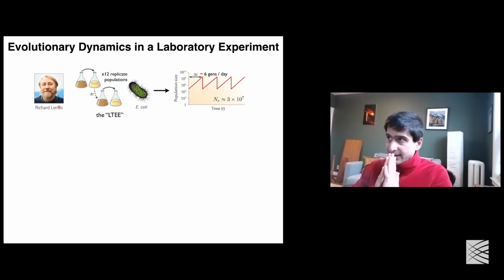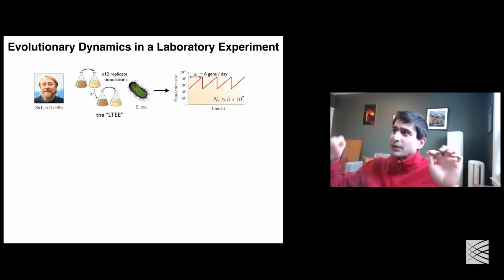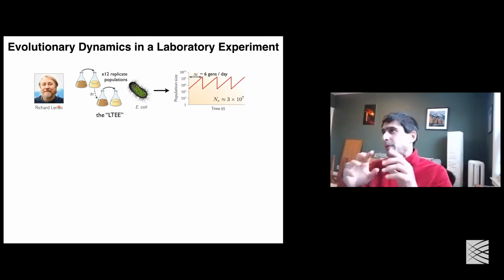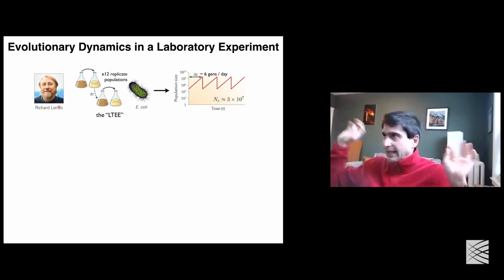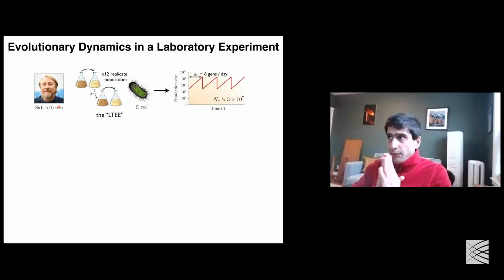Just to note, this leads to a fluctuating population size from day to day. Basically, in this experiment they do a 1 to 100 dilution every 24 hours. And so the population grows about 6 2/3 generations per day on average, and then gets diluted down by a factor of 100 and grows again, and so on and so forth, which in this experiment leads to an effective population size of roughly 30 million.